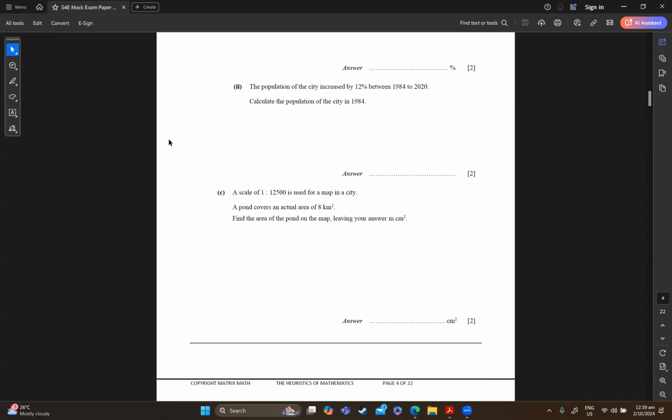Okay, part C. Now, whenever you see a scale, it's always written cm against cm. So this is on your paper. This is the actual wall. So right now, 1 cm is associated with 12,500 cm. The 12,500 cm is 125 meters, which is 0.125 kilometers. So switch it around. So 0.125 km is associated with 1 cm.